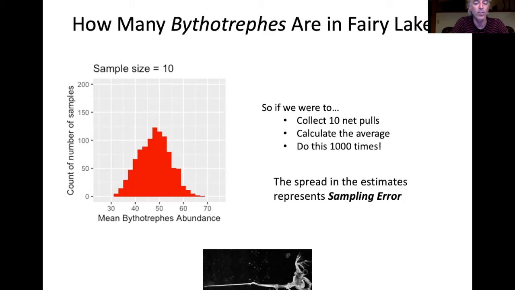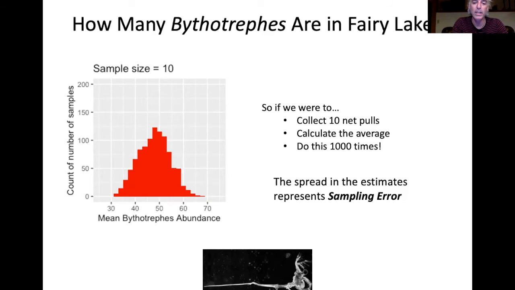Now, this isn't any sort of mistake on the part of the experimenter. You haven't done anything wrong here. This is just a fundamental principle of sampling. Because we haven't measured everything in the population, each time we do it, we're going to get a slightly different answer.